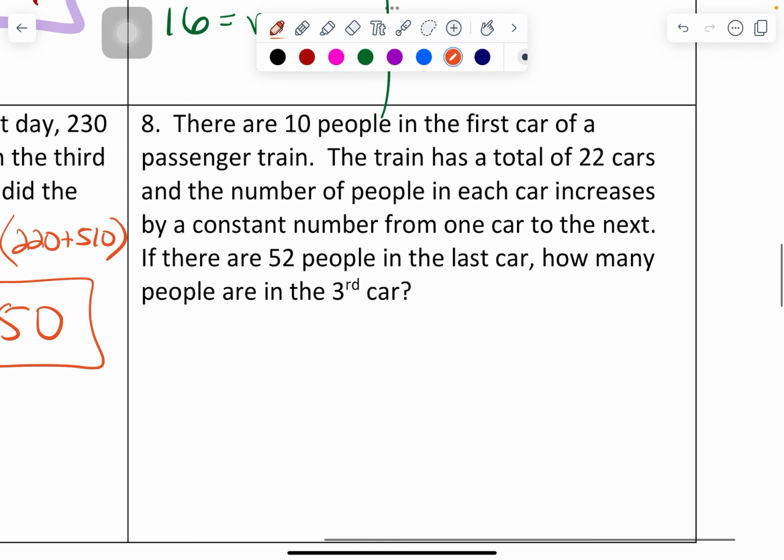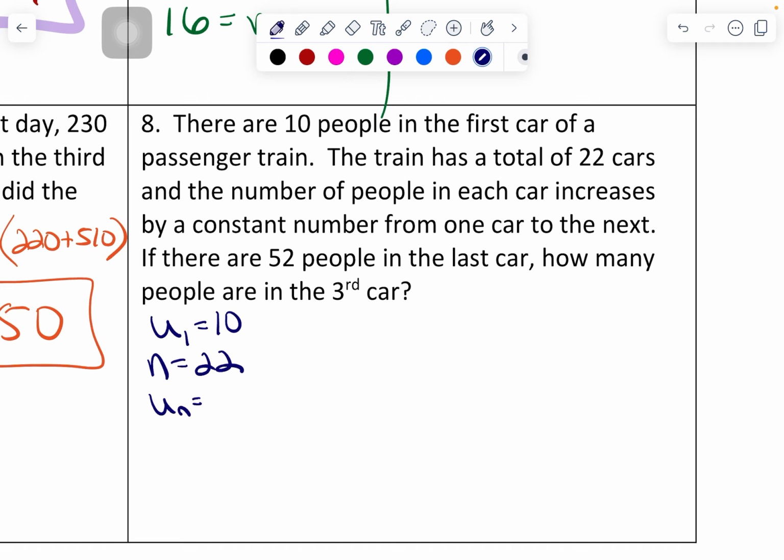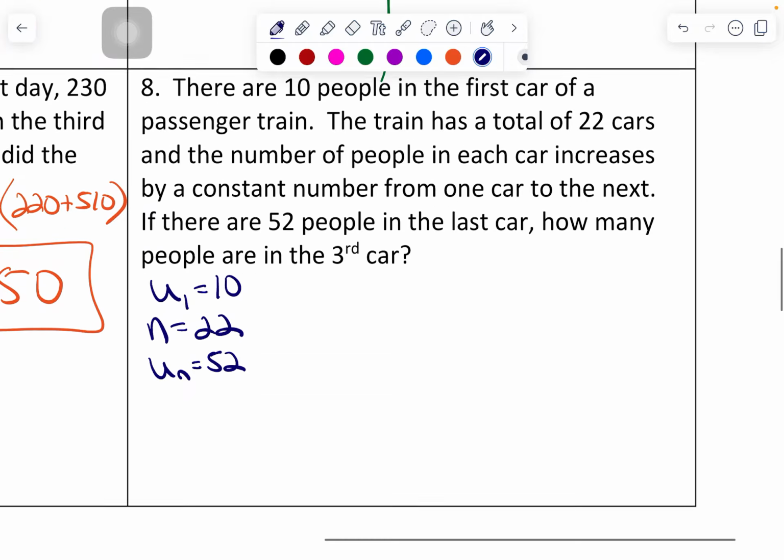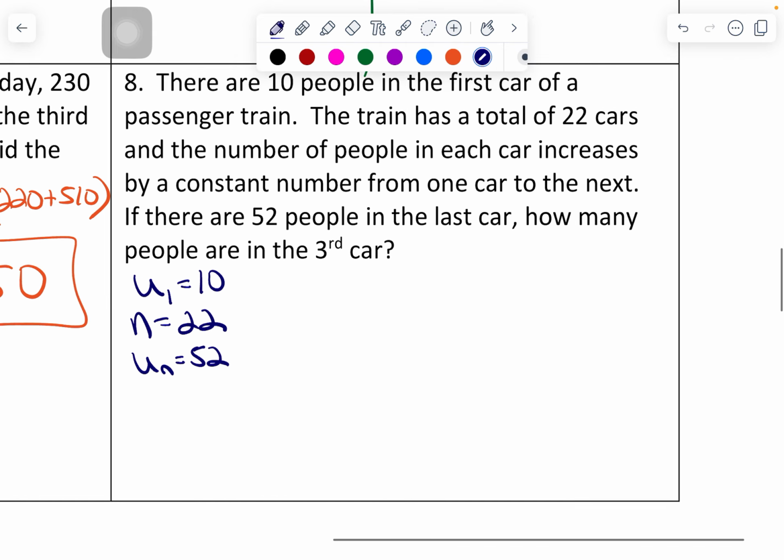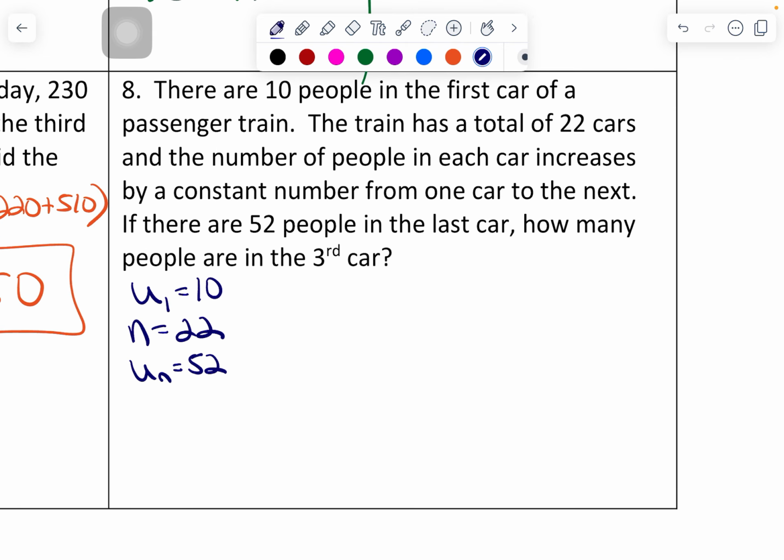Okay. Problem number 8. There are 10 people in the first car of a passenger train, so U sub 1 is equal to 10. The train has a total of 22 cars, so N equals 22. The number of people in each car increases by a constant number, so there's some kind of a D value. U sub N is equal to 52. Okay, so we need to figure out... What do we need to figure out here? Oh, we need to figure out D. That's what we need to figure out.